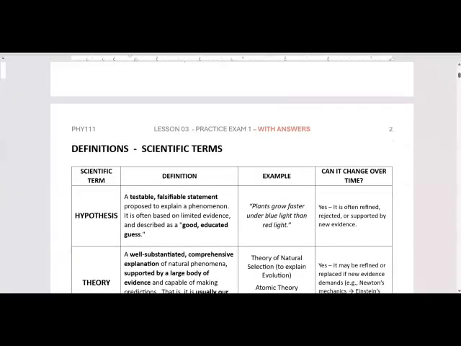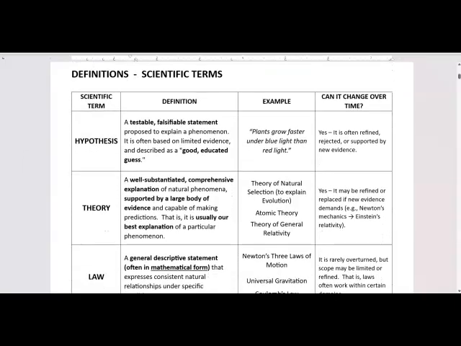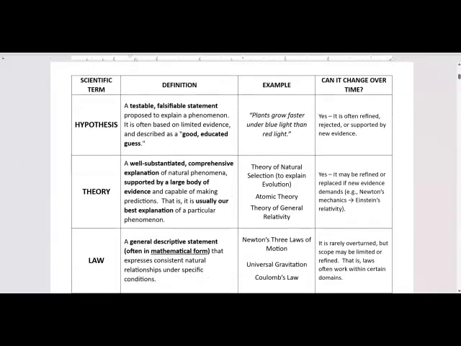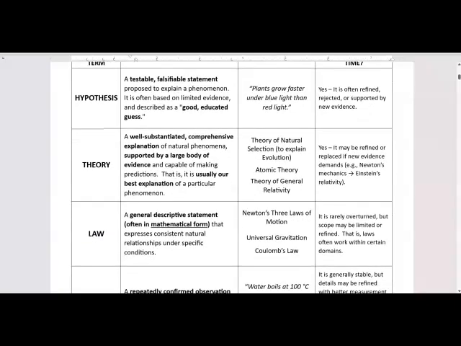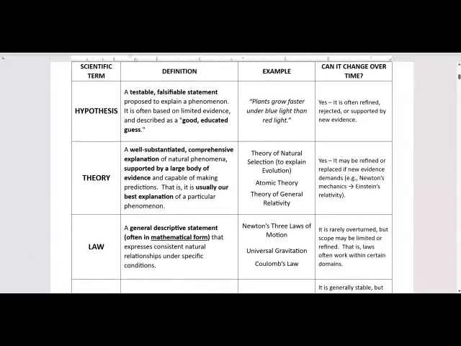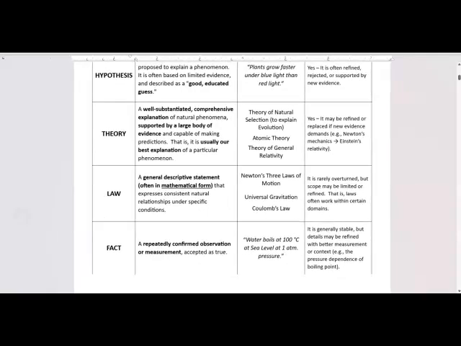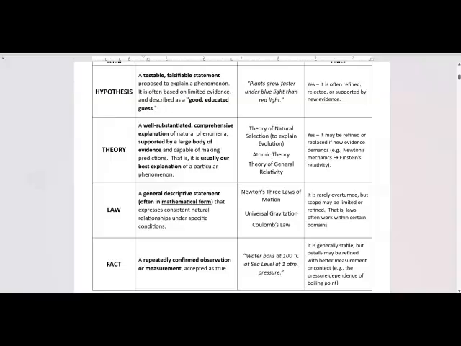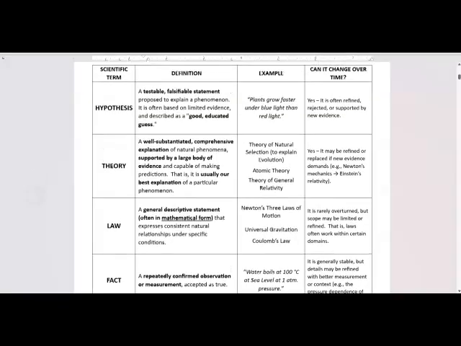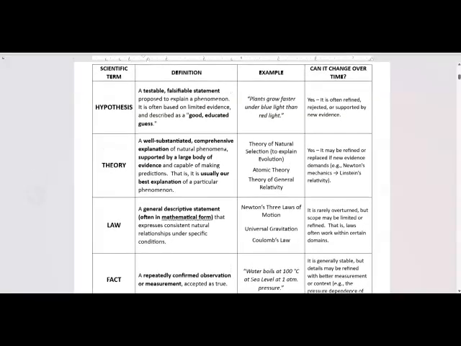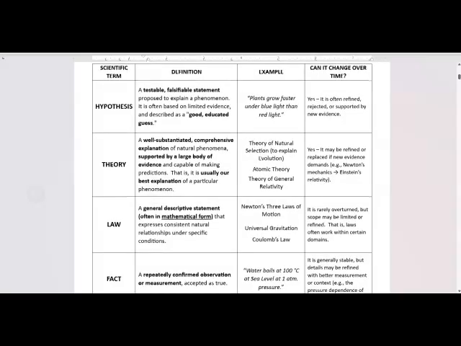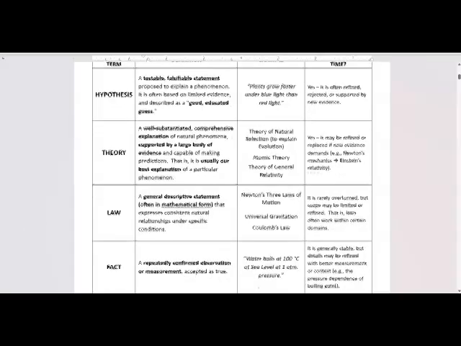All right. So let's start with these scientific terms. And there are 4 scientific terms you're responsible for. Scientific hypothesis, scientific theory, scientific law, and scientific fact. And in each case, we have the term, the definition, an example, and a brief statement over whether it can change over time. This is really for your additional education. You won't be responsible for that last column.